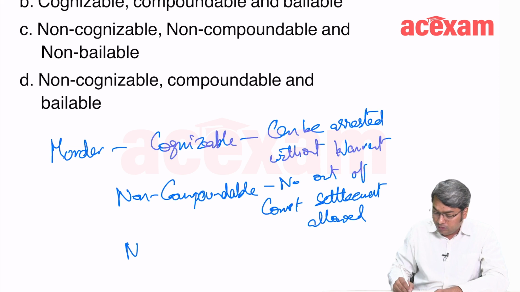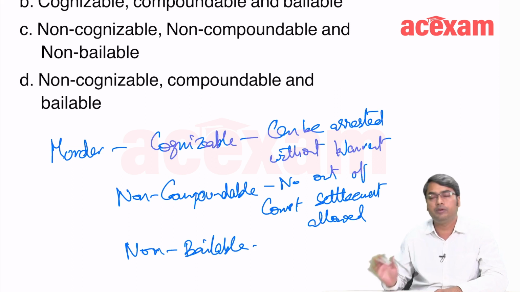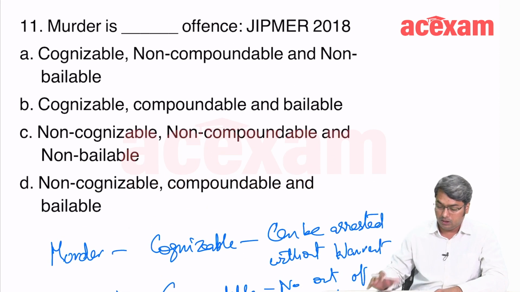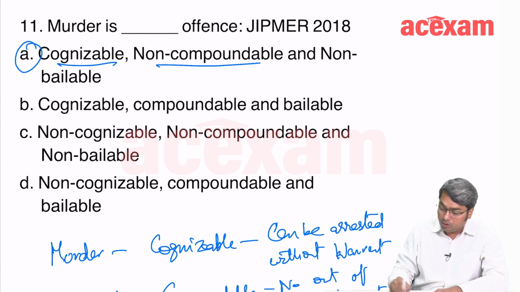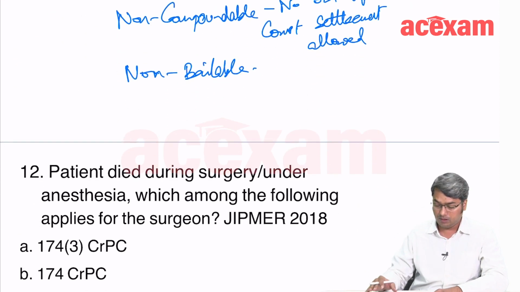And it is a non-bailable offence. It is a non-bailable offence, right? No bail can be granted. The person will have to be taken to prison. So, option A, cognizable, non-compoundable and non-bailable. This is the correct option.